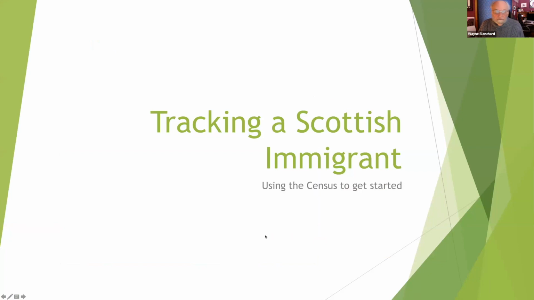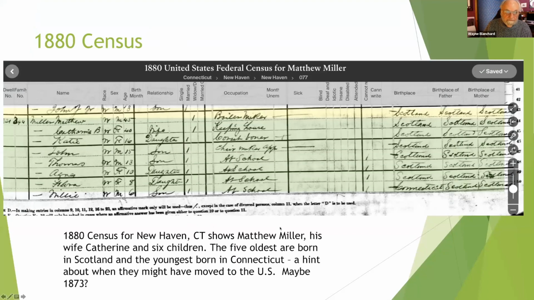So shifting gears a little bit, looking at a Scottish immigrant, one of the good places to get started with that was the census itself. So in 1880, well, they're in there, first of all, so you need to find a census where they might be.